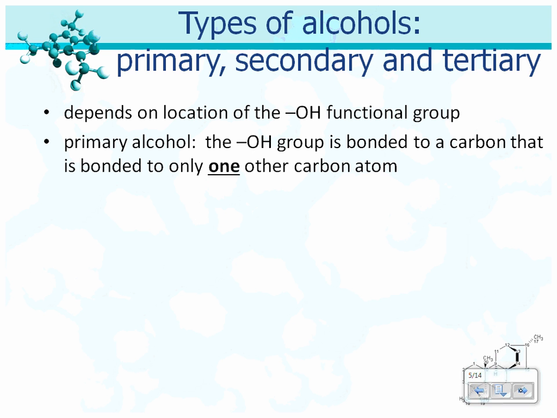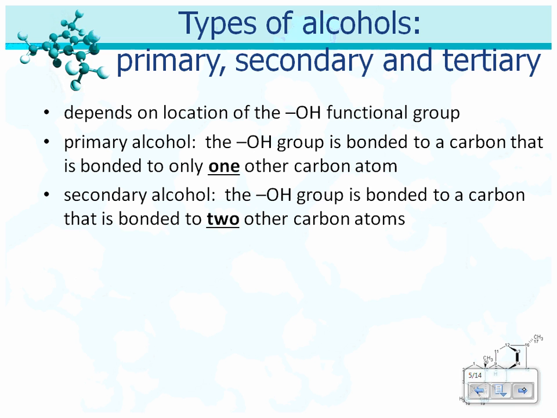If it's a primary alcohol, then the OH group is bonded to a carbon that is only bonded to one other carbon atom. So follow that. Your OH group is bonded to a carbon that only has one other carbon atom. That means that the other 2 things on this carbon are hydrogens.